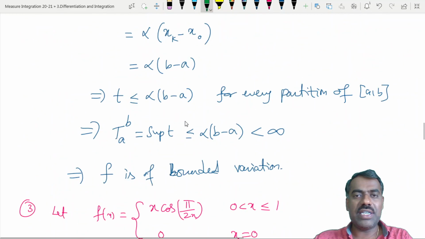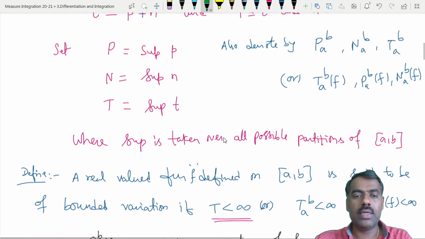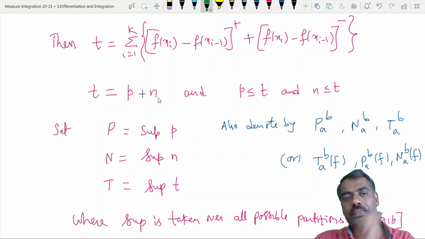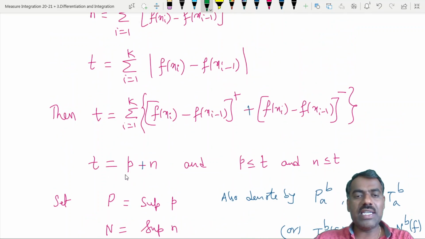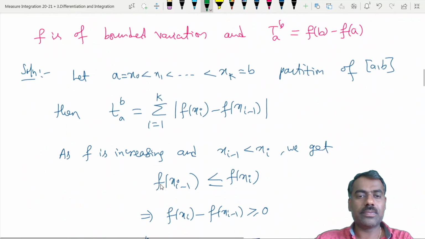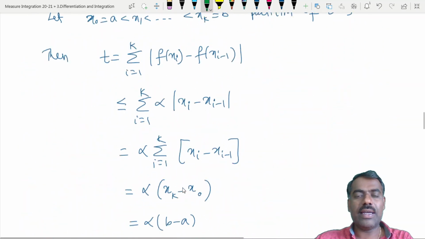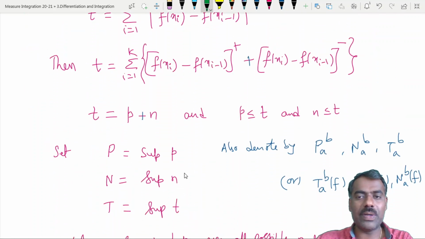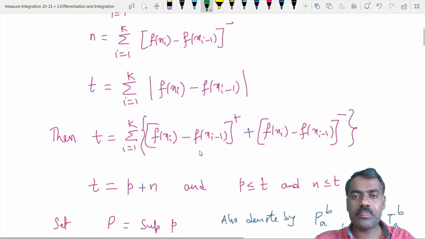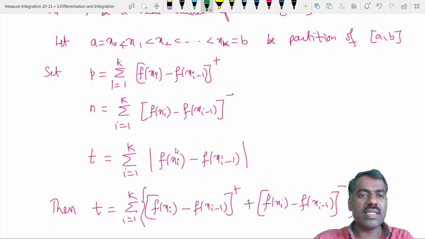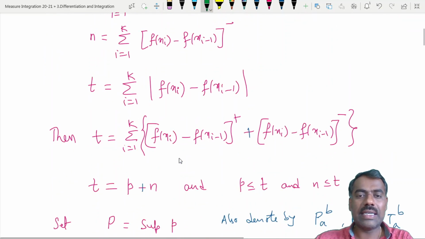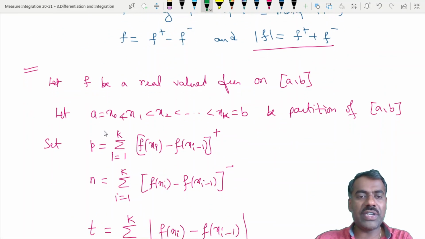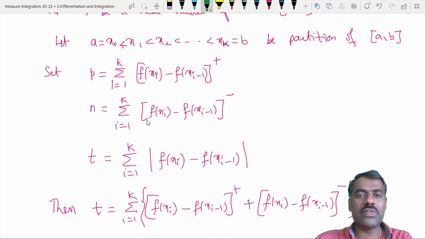Let's see where we have defined this T_a^b. Here, small t is equal to P plus N. Because T is equal to P plus N, we want to find f of b minus f of a in terms of these. So if you calculate P minus N, which we have not calculated here, because we know f is equal to f plus minus f minus, take P and N and compute P minus N.